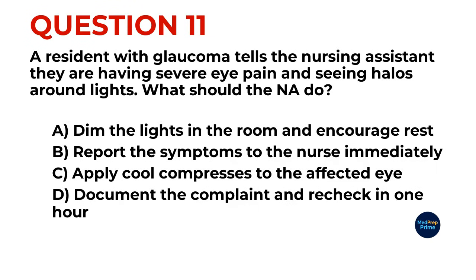A resident with glaucoma tells the nursing assistant they are having severe eye pain and seeing halos around lights. What should the NA do? Option A. Dim the lights in the room and encourage rest. Option B. Report the symptoms to the nurse immediately. Option C. Apply cool compresses to the affected eye. Option D. Document the complaint and recheck in 1 hour.